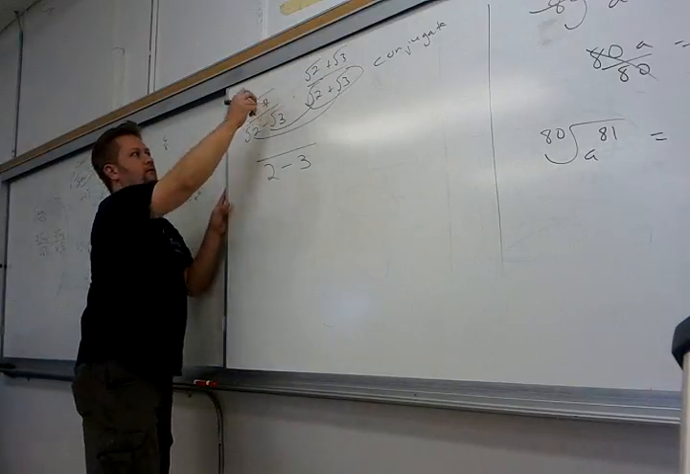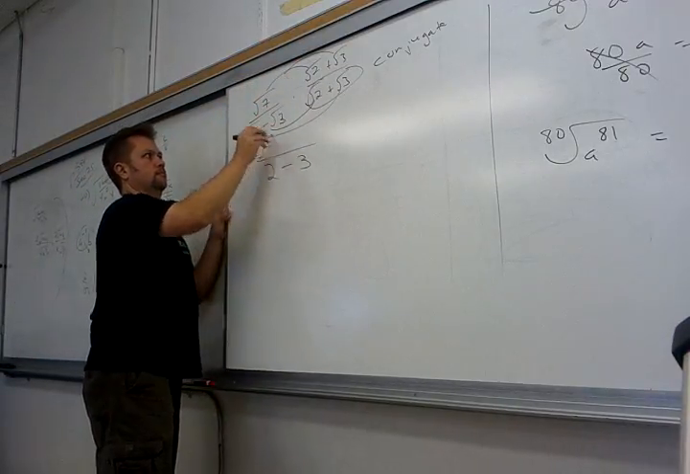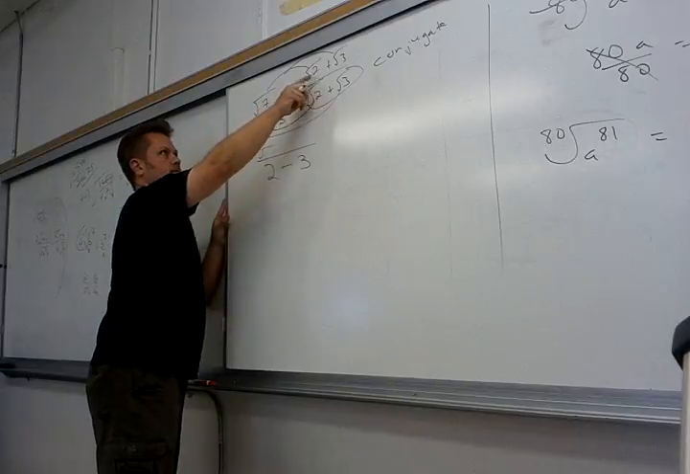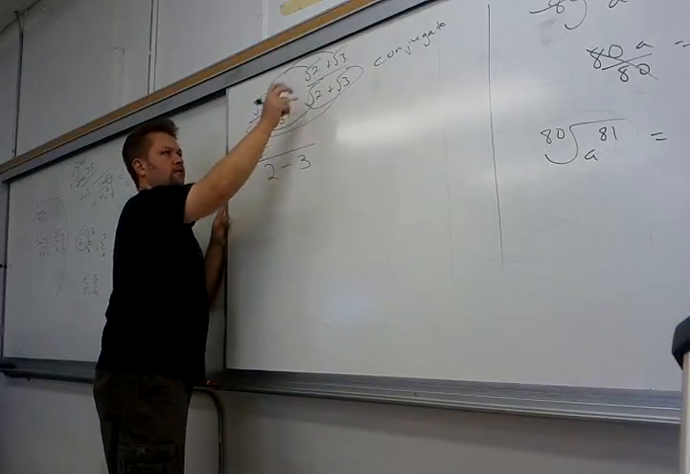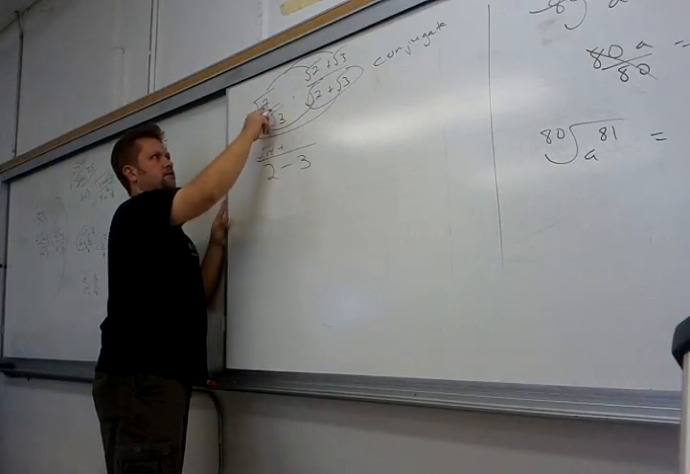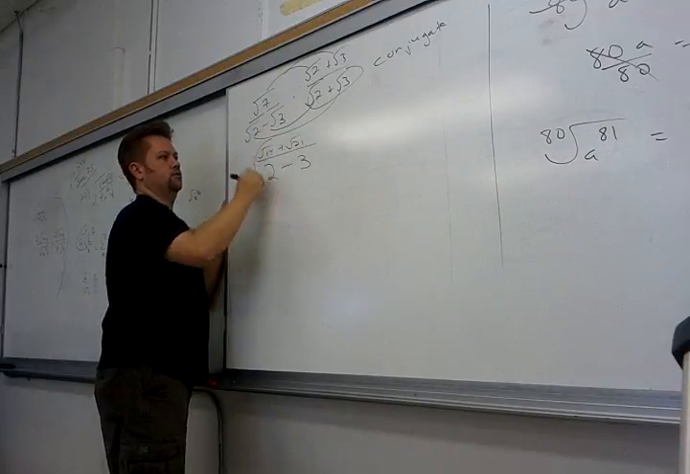So on the top, what do you get on the top? 7, multiply 14 and then 21. Square root of 14 plus square root of 21.